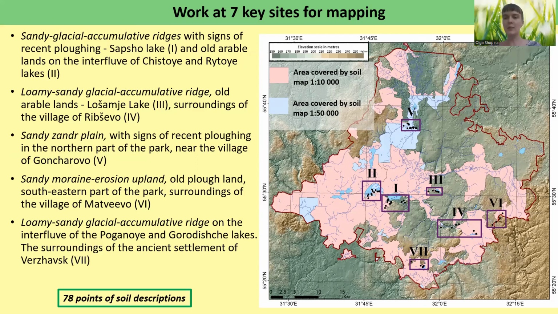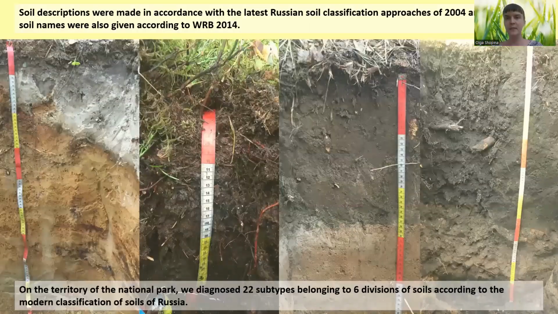The research methods were as follows. In each of the 7 main geomorphological regions, which also differentiate in terms of land use history, one key area was selected. A total of 78 soil transects and drill holes were set up. Soil descriptions were made in accordance with the latest Russian soil classification approaches of 2004 and 2008, and soil names were also given according to WRB 2014.